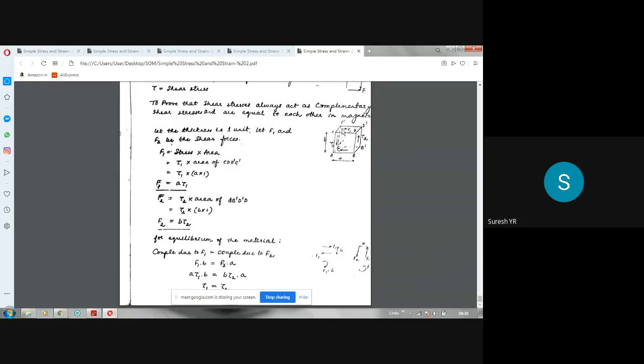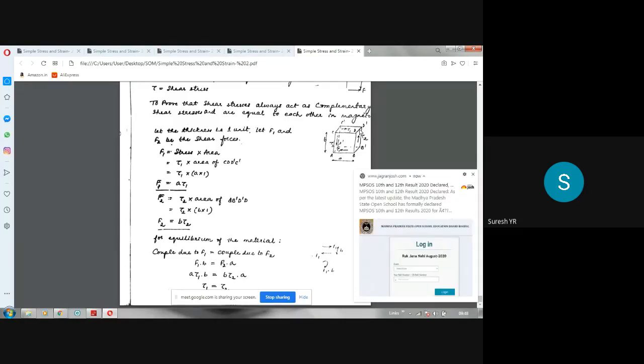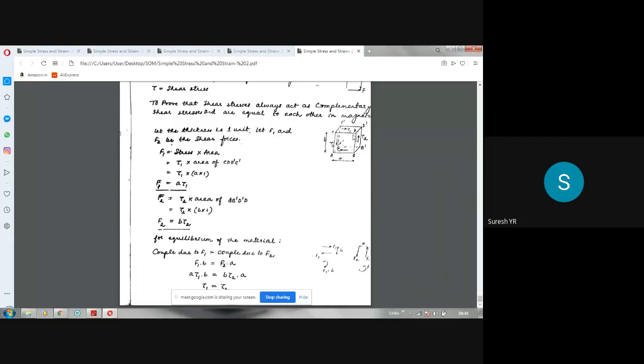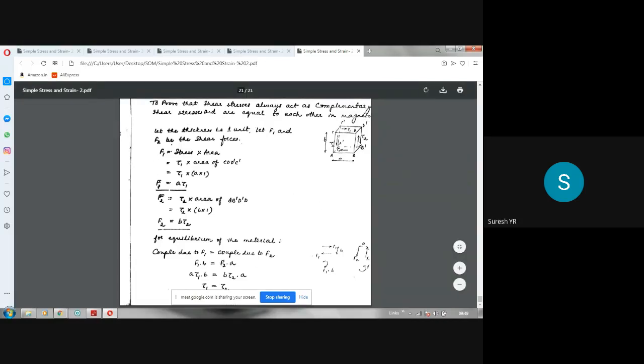You know that the magnitude of a couple is given by the product of the magnitude of one of the forces multiplied by the distance between the two forces. Here the distance between the two forces is B. So F1 into B is the couple due to F1, and the couple due to F2 is F2 into A, because the distance between these two forces is A. This is the equilibrium condition. F1 will give a clockwise couple, and F2 will give an anti-clockwise couple. They will be equal for equilibrium.